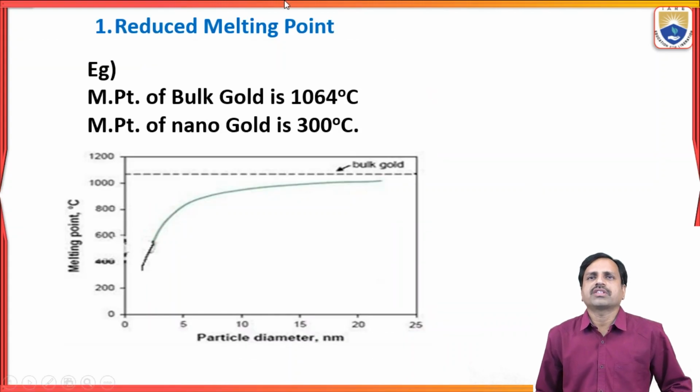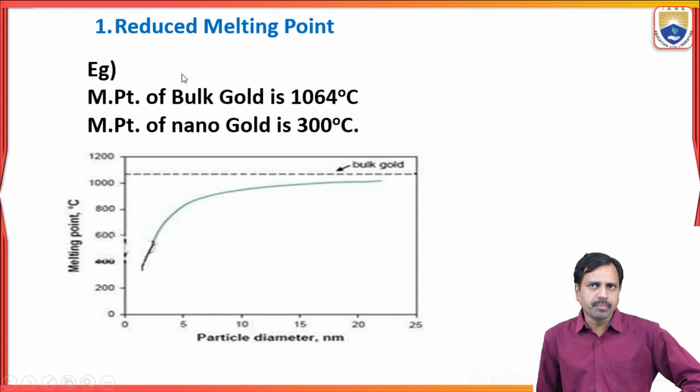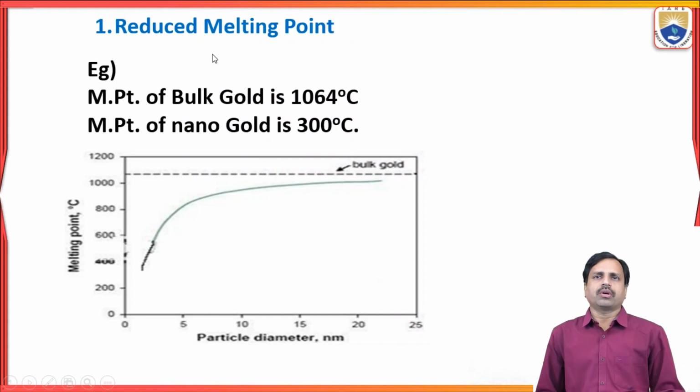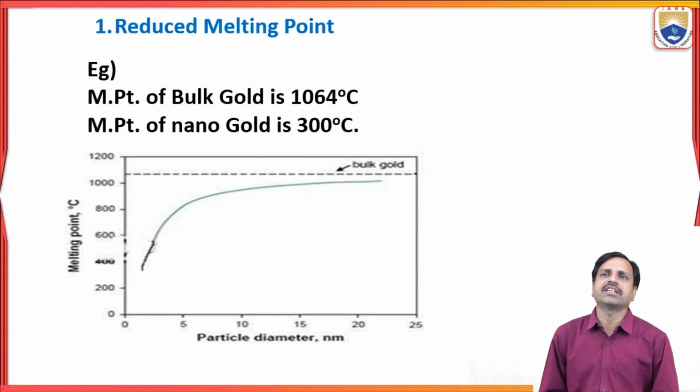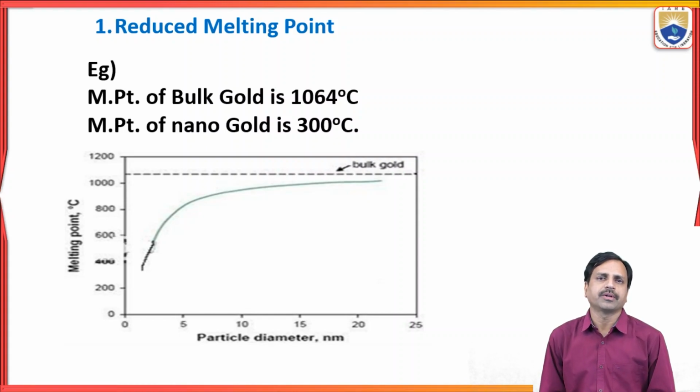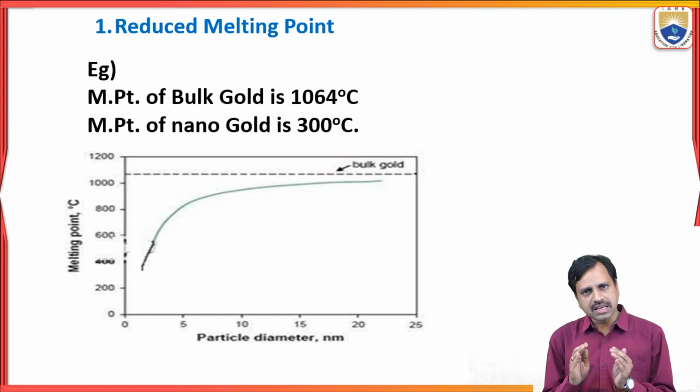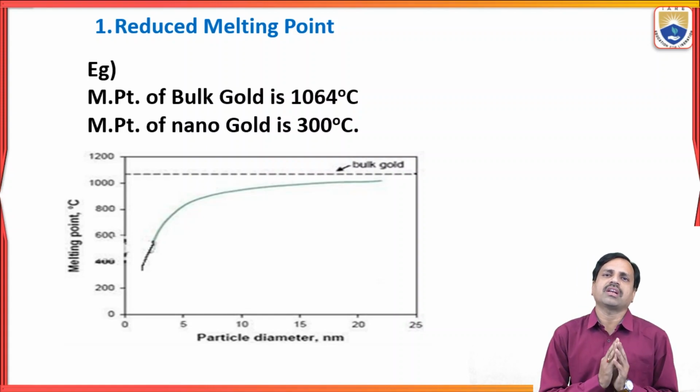We can see the melting point of gold is 1064 degrees centigrade. This everybody knows, right? This is bulk gold. If we take the melting point of nano gold, the melting point drastically decreases from 1064 to 300 degrees centigrade. You see, almost 700 degrees centigrade of the melting point decreases when the bulk gold is brought down to the nano size.